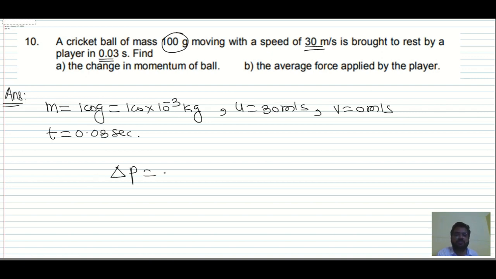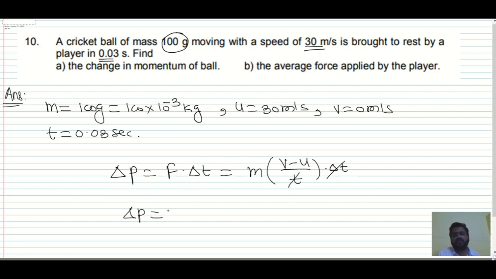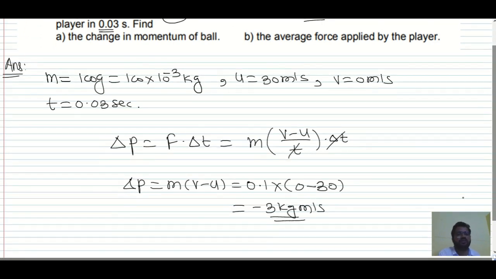And we know that change in momentum is equal to force times change in time. What is the force? Force is nothing but mass times acceleration. Mass we have, and acceleration we have, v minus u divided by t, into the change in time. So this gets cancelled. So we'll have delta p is equal to m times (v minus u), which is equal to, what is the mass given? 0.1 into, what is the final velocity? 0 minus initial velocity 30, and as you can see, minus 3 kg meter per second is the change in momentum of the ball.